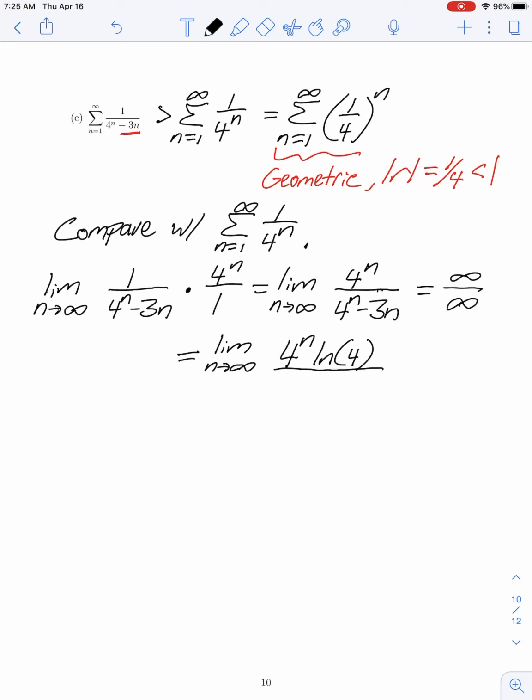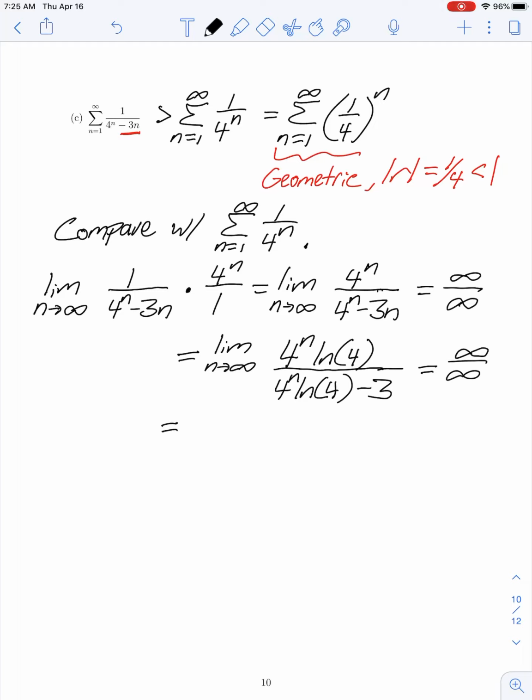So for our denominator, we again had 4 to the nth. Its derivative is 4 to the nth times log of 4 minus 3. So again, we would have an infinite limit, or an indeterminate limit of the form infinity over infinity.